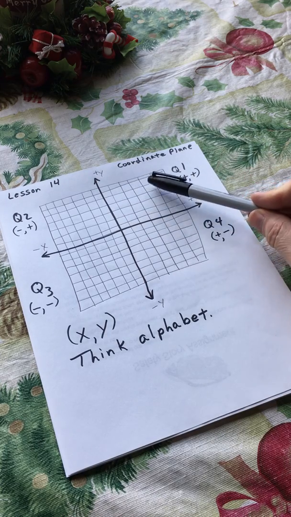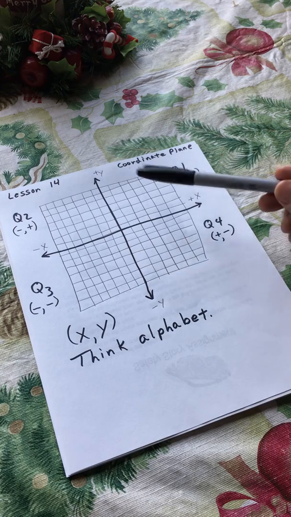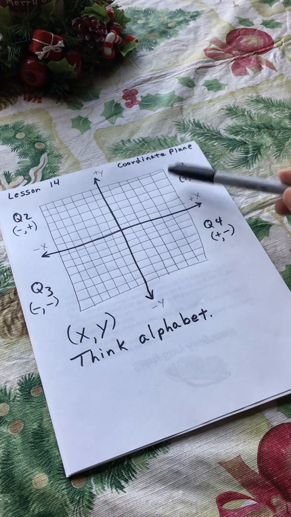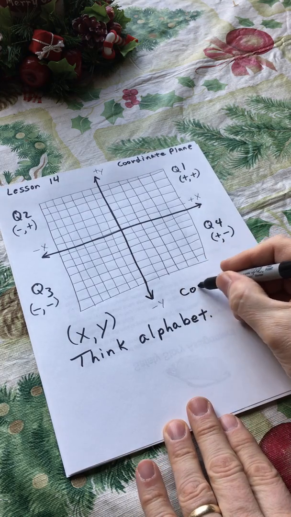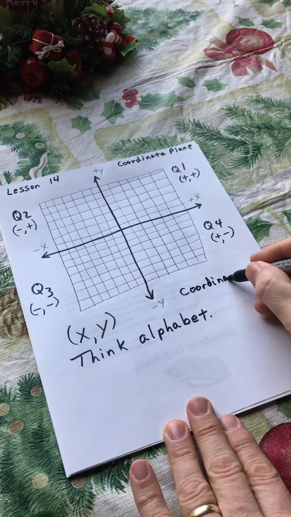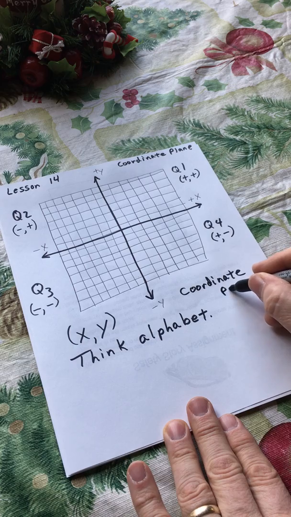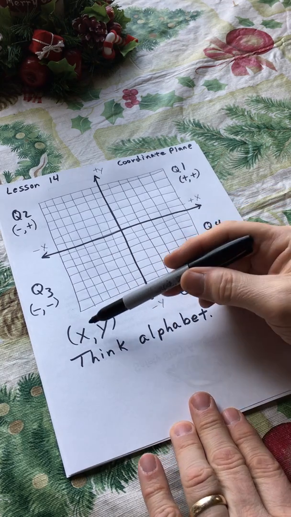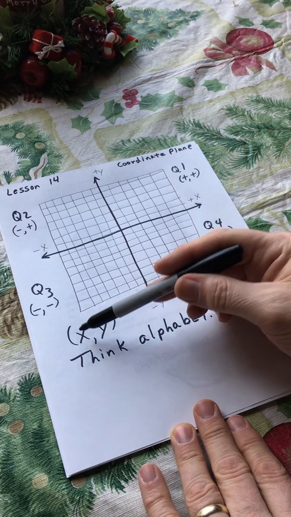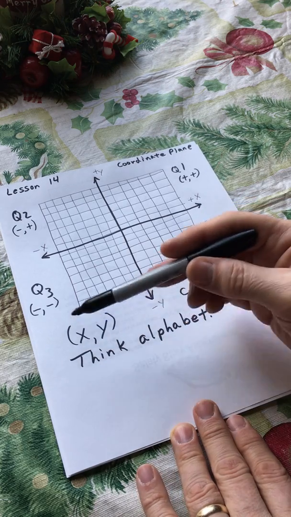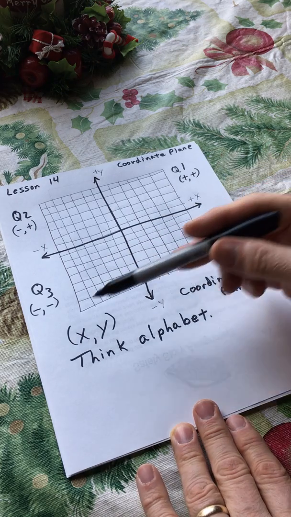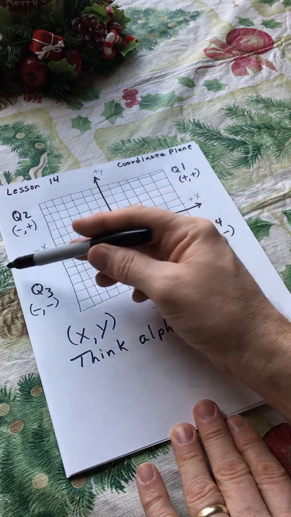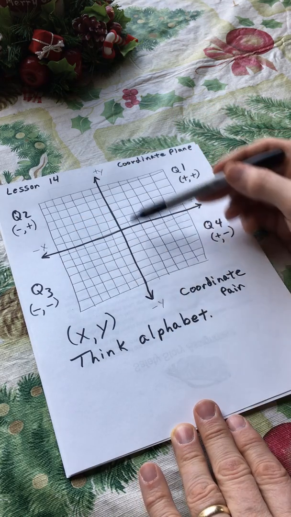Each point where these lines meet on the number lines has what's called a coordinate pair. So let's write that out, a coordinate pair. And a coordinate pair is nothing more than a way of saying this is where it's at. You have to think like the alphabet, X and Y. Whenever you talk about the coordinate pair, you're always going to have the X, or horizontal value, first, and then the Y, the vertical value.